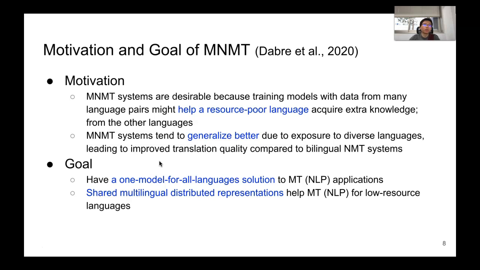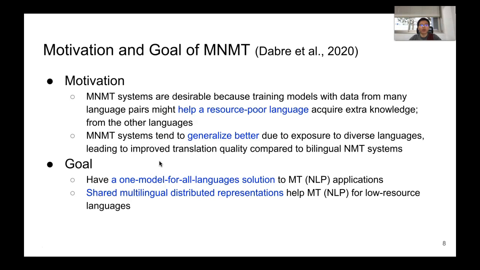Then how about the goal? I think the goal of MLMT also contains 2 points. First, it's about having one model for all language solution to machine translation, and maybe other NLP applications as well.